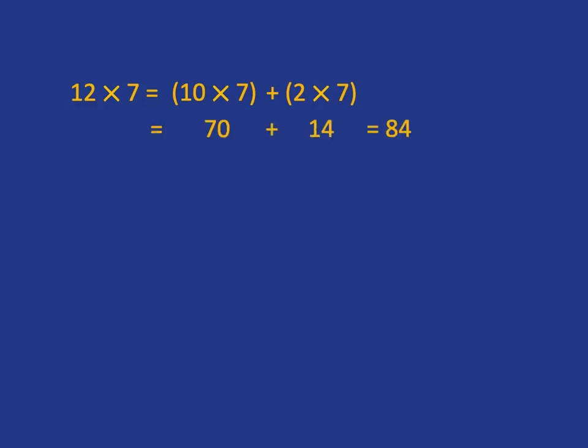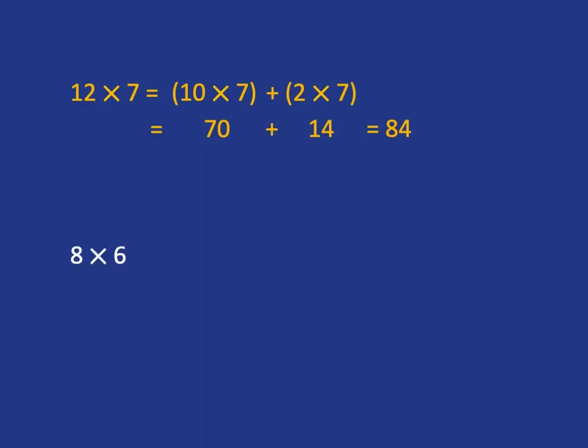How do these laws help us? Well, let's consider something like 12 times 7. Imagine we didn't know our 12 times table. So what we can do is remember that 12 is made up of 10 plus 2. So then we can say that 12 times 7 can be got by saying 10 times 7 plus another 2 lots of 7. And so it's going to give us 70 plus 14, which is 84.